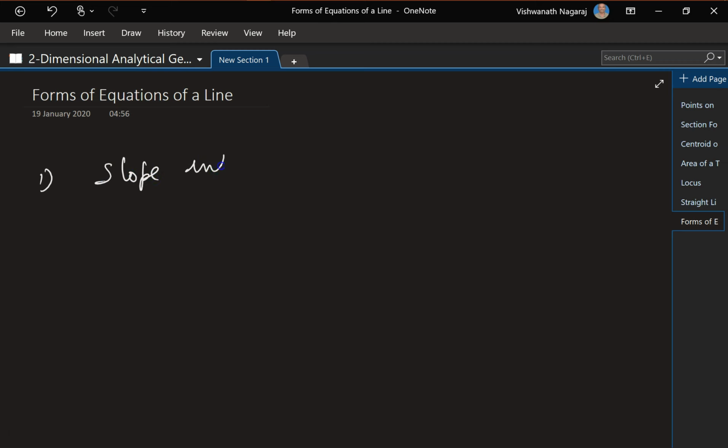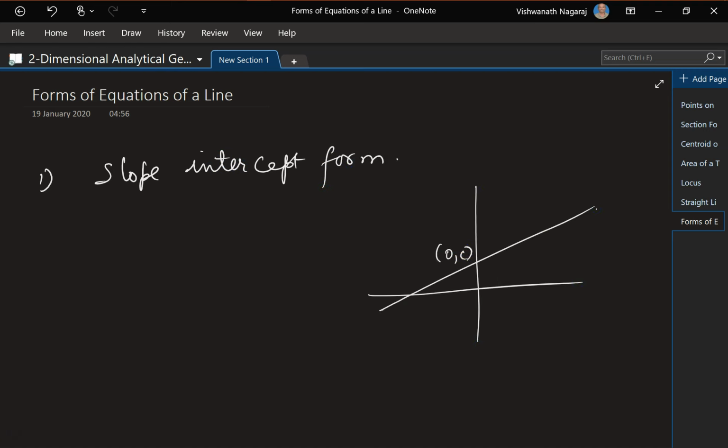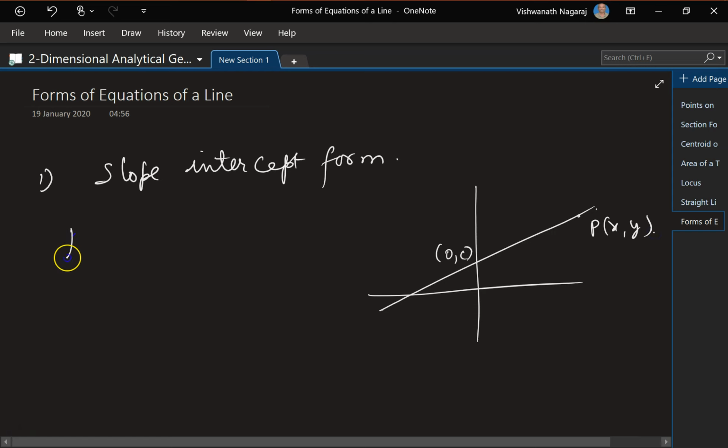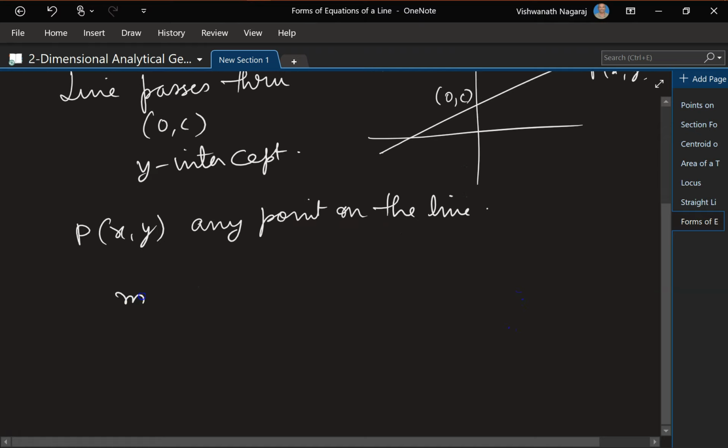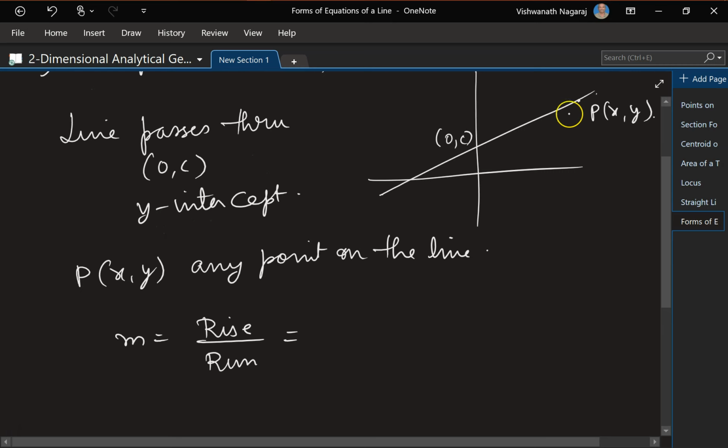Slope intercept form, right? So you have a line, y-intercept 0 comma c, and let's say a point P x comma y. Now the line passes through 0 comma c, which is the y-intercept, and P is a point anywhere on the line. So m is equal to what? M is equal to rise by run. So which means what? Let's look at this.